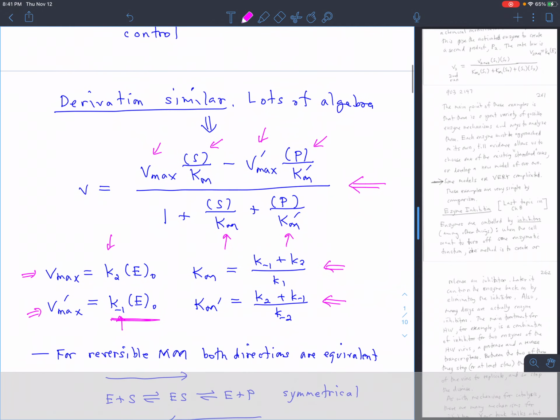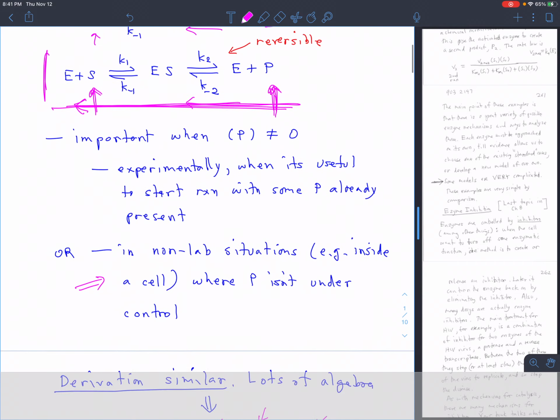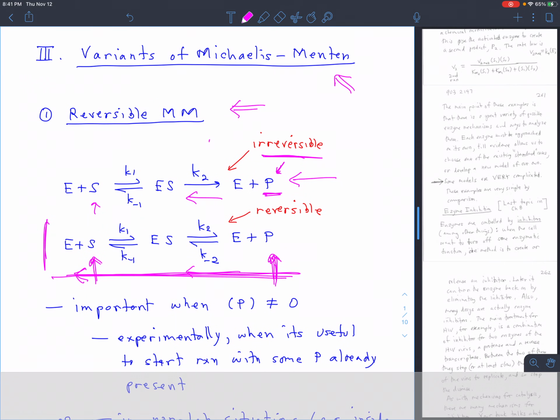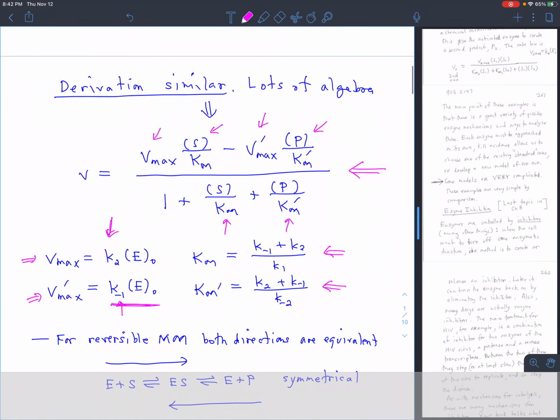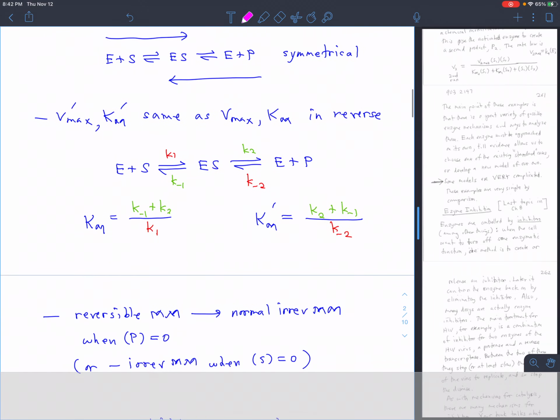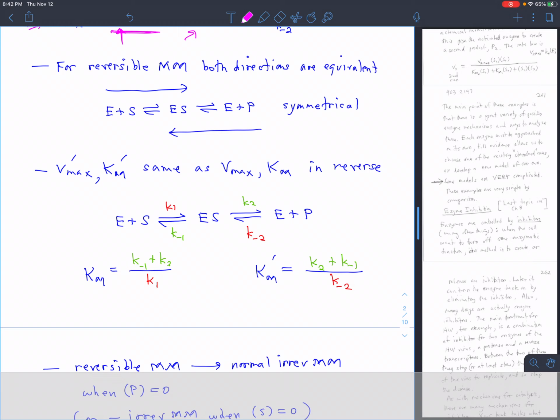In other words, for example, K2 here is the rate constant for the second step going forward. K minus 1 is the equivalent one for the reaction going backwards, and so K minus 1 is what appears here. And likewise, if you look at Km and Km prime, actually I have a drawing down here, you can see that Km prime is the same thing as Km for a reaction that's going backwards.